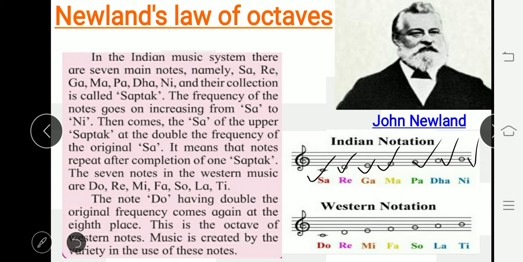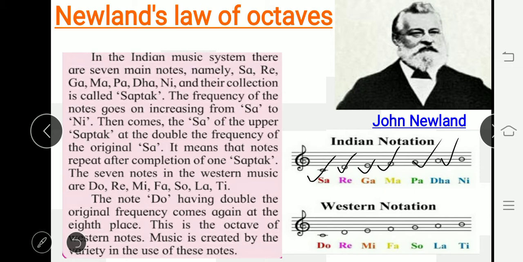When you reach ni and there is a further increase in frequency, you will be able to hear the same sound again. Again sa, re, ga, ma, pa, dha, ni. It will continue. After ni, when you increase the frequency, you will again hear the same sound sa. So when you start with sa and keep on increasing frequency, you will hear re, ga, ma, pa, dha, ni in order. Once you reach ni and still increase the frequency, you will come back to the same sound sa.